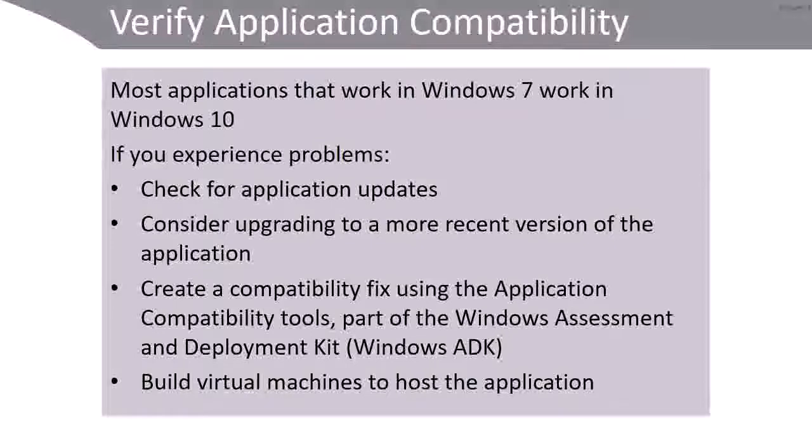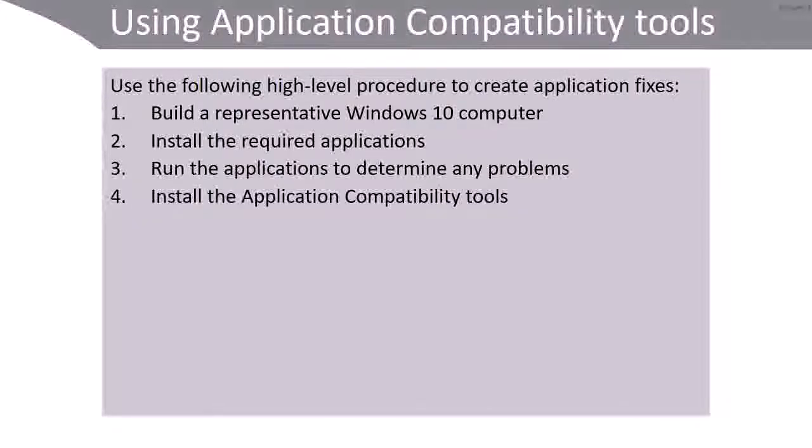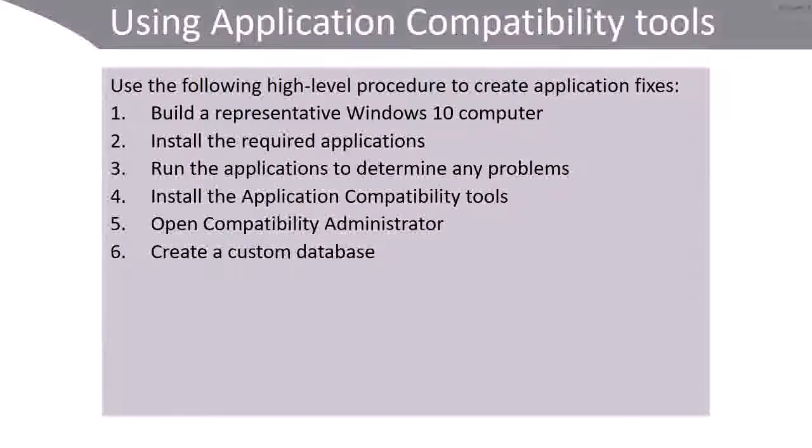If you decide to use the application compatibility tools, use the following high-level procedure to create application fixes. First, build a representative Windows 10 computer. Then install the required applications. Run the applications to determine any problems. Install the application compatibility tools. Open the Compatibility Administrator. There are two versions of this, one for 32-bit apps and one for 64-bit apps. Create a custom database. The database is used to hold the fix.